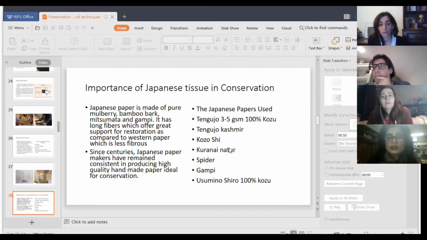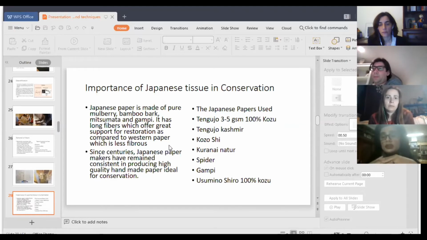For the conservation of historic documents, we use Japanese tissues. Many of the laboratories abroad and even here are making their own pulp, but we strictly follow using Japanese tissue because it has various advantages. It is made of mulberry, bamboo bark, Mitsumata, and Gampi. It has long fibers, in contrast to Western paper, which is less fibrous.